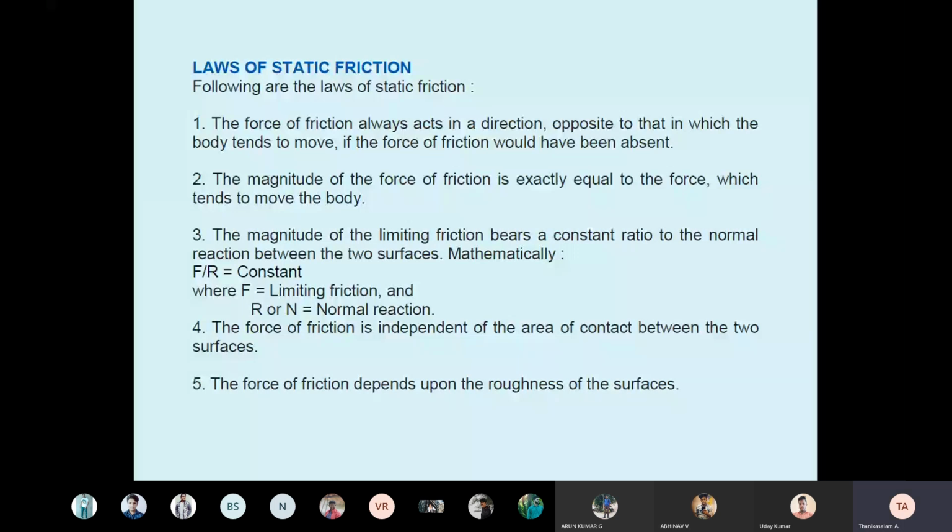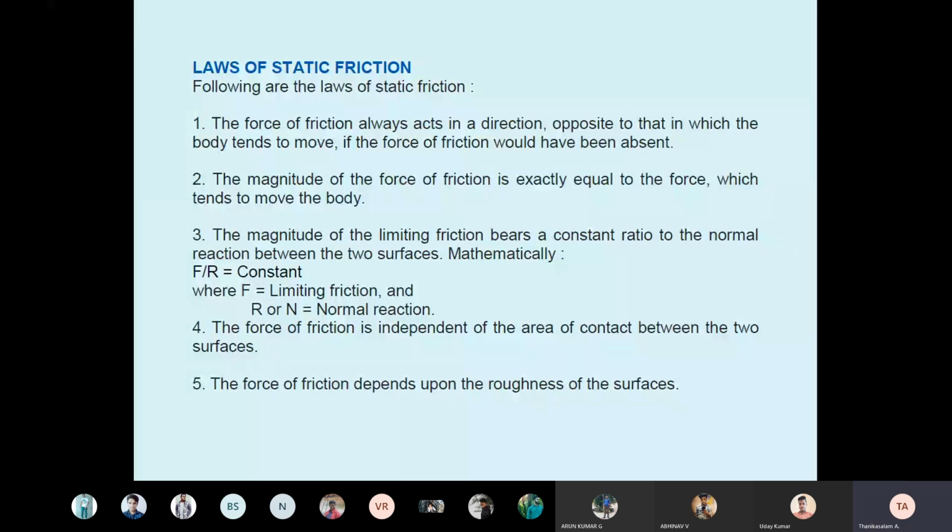We are discussing static friction, that's why it is static. When the applied force equals the friction, the body has not started. That is, the applied force is exactly equal to the force of friction. Then mu equals F divided by R. Here we can take normal reaction as N or R. I am using R here. Therefore, mu equals F divided by R.